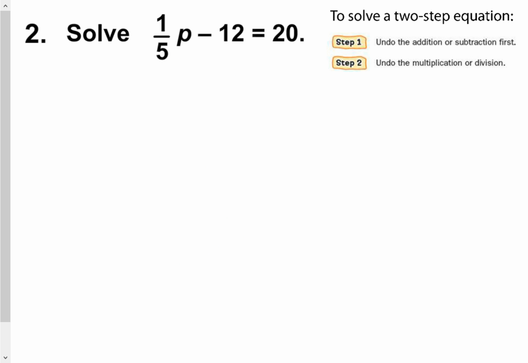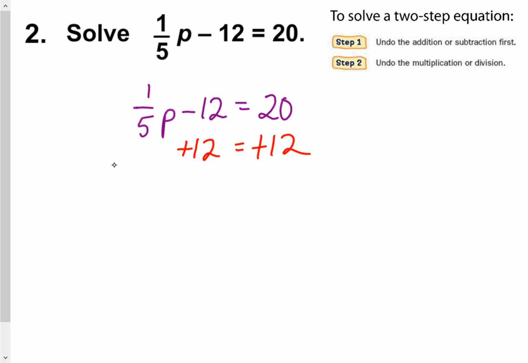Okay, so here's our next example, and this is a little different from what we just did because our coefficient right here is going to be a fraction. All right, so let's start off with our first step, and that's undo the addition or subtraction of our constant. So our constant here is 12. So to undo minus 12, I'm going to add 12 on both sides of the equation. All right, so minus 12 plus 12, that equals 0. So on the left, I'm left with 1/5 times p equaling 32.